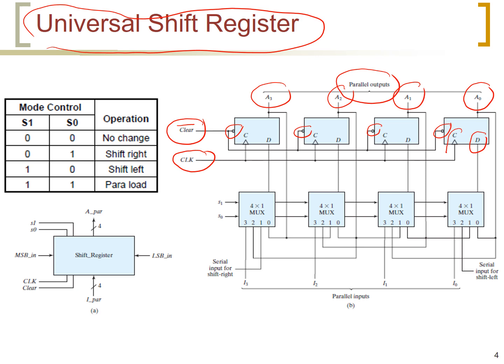Now the register works as follows. In order to control the operation of the register, which has 4 different functions, the first one is no change at the clock pulse. Second function is shift right at the clock pulse, and then shift left at the clock pulse, and then parallel load at the clock pulse.